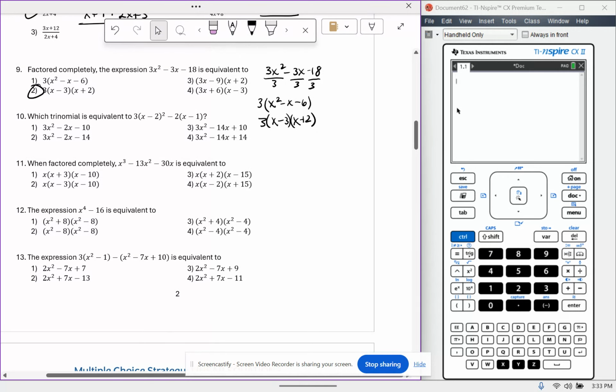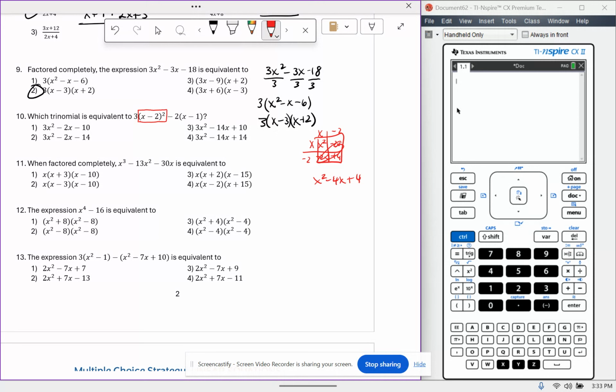Which trinomial is equivalent to 3 times (x minus 2) squared minus 2 times (x minus 1)? Here I have a binomial being squared, so I'm going to use the box to expand my multiplication. x squared minus 2x plus 4 ... that gives me x squared minus 4x plus 4.